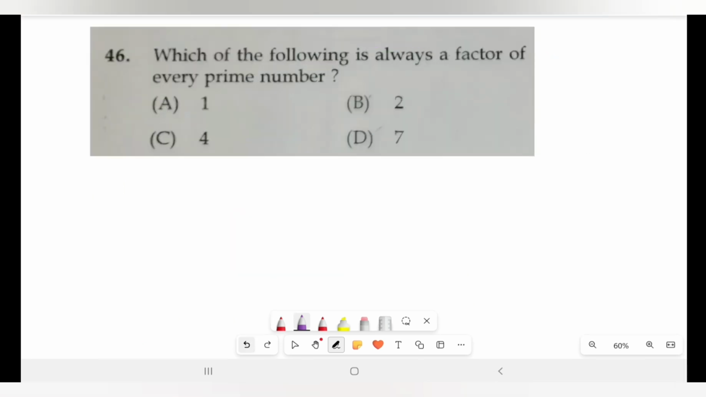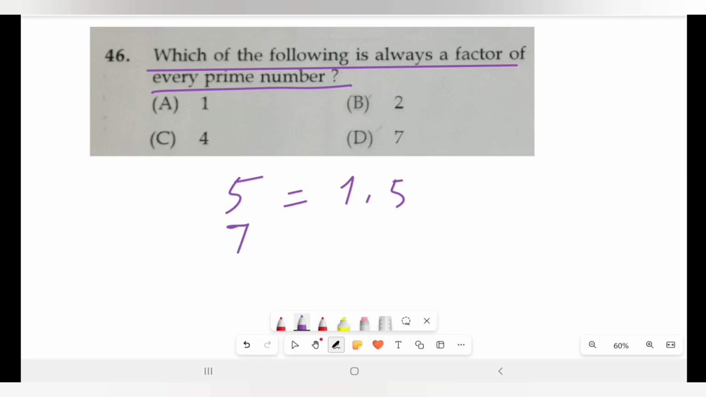Here in this question, which of the following is always a factor of every prime number? Let us take any prime number, say 5. So the factors of 5 are 1 and 5. And the factors of, let us say, 7. So the factors of 7 are 1 and 7, right? So A is the right answer. So 1 is always a factor of any prime number.